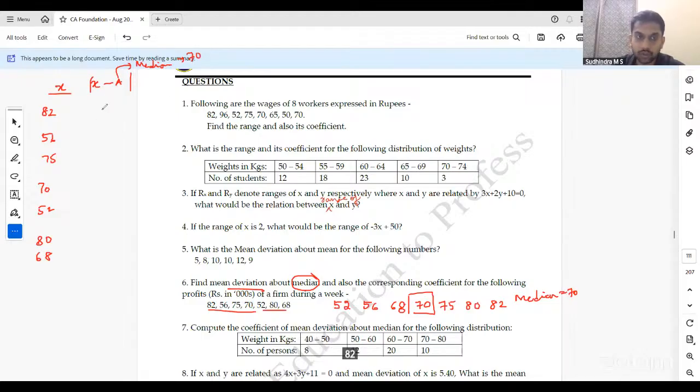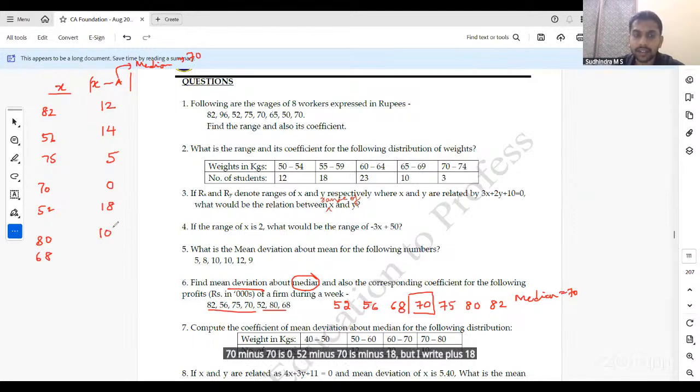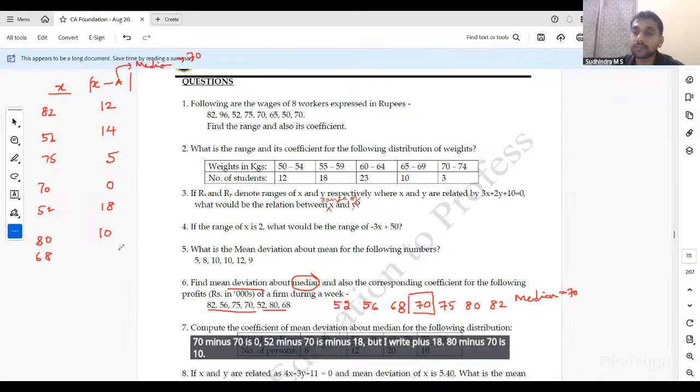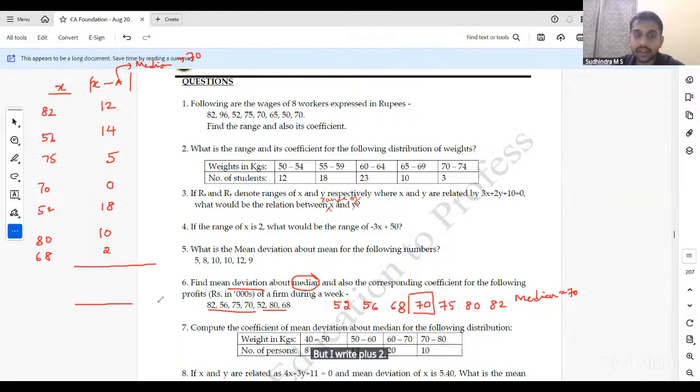82 minus 70 is 12. 56 minus 70 is minus 14, but I write plus 14. 75 minus 70 is 5. 70 minus 70 is 0. 52 minus 70 is minus 18, but I write plus 18. 80 minus 70 is 10. 68 minus 70 is minus 2, but I write plus 2. Then we take the summation of modulus x minus a. We get 61.